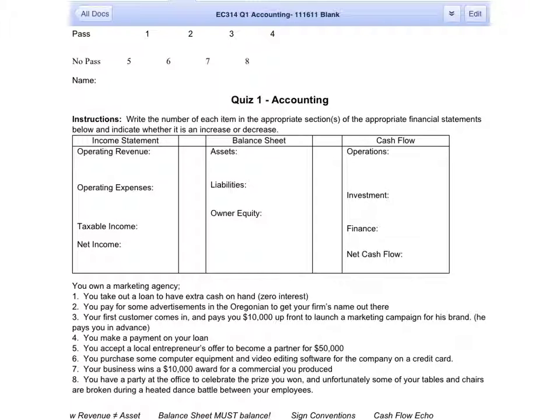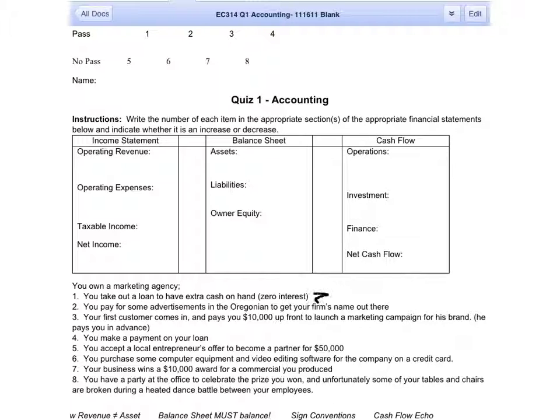So let's go ahead and do an explanation of essential question number 1. And this one's from November 16th, 2011. And what we're coping with right now is a marketing agency. So the first one is taking out a loan. We're keeping this nice and simple.